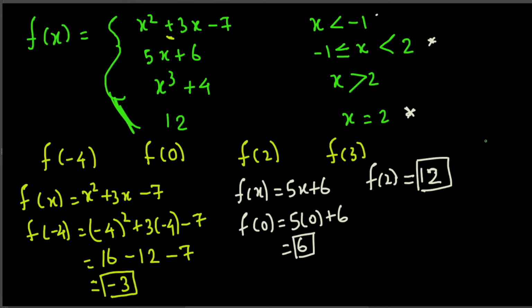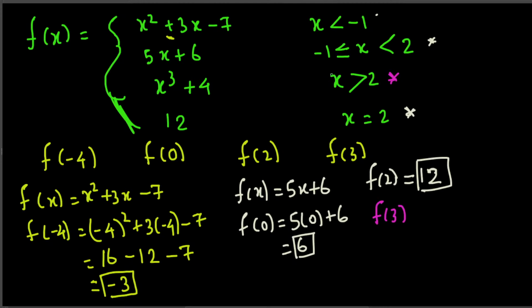Now let's look at f of 3. I'm going to use a different color for it. For f of 3, we have to ask, is 3 less than negative 1? No. Does 3 come between negative 1 and 2? No. Is 3 greater than 2? Yes, 3 is greater than 2. And is 3 equal to 2? No. So it doesn't come under here.